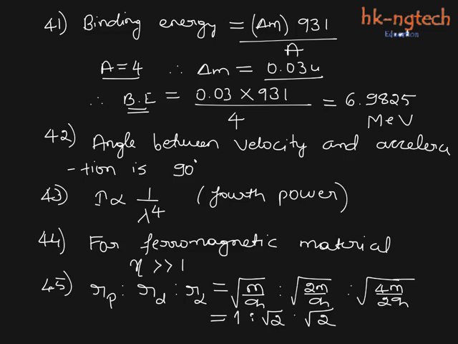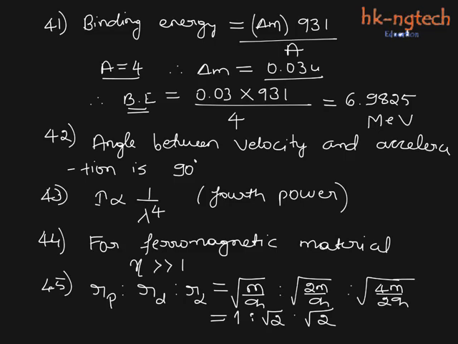Please take 45th question. A proton, a deuteron and an alpha particle are projected perpendicular to the direction of the uniform magnetic field with the same kinetic energy. The ratio of the radii of circular paths described by them is... This is really a good question, we can say. So here we can easily solve this problem. We know that the radius of the path is equal to square root of 2mK divided by qB. So obviously r is directly proportional to square root of mass divided by charge, right?